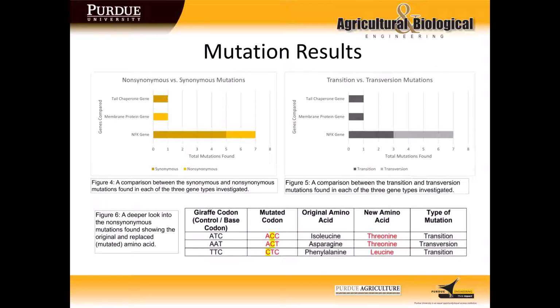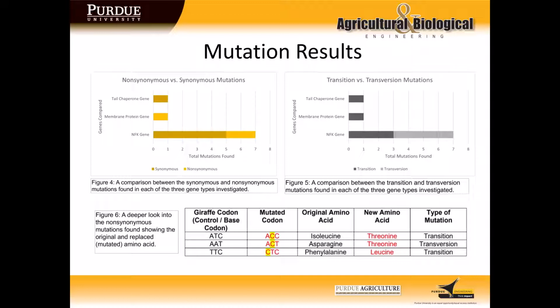Our Python program outputted all the results that we need to directly compare the three gene sets that we investigated. Figure 4 is a comparison between the synonymous and non-synonymous mutations found in each of the three gene types investigated. Figure 5 is a comparison between the transition and transversion mutations found in each of the three gene types investigated as well.